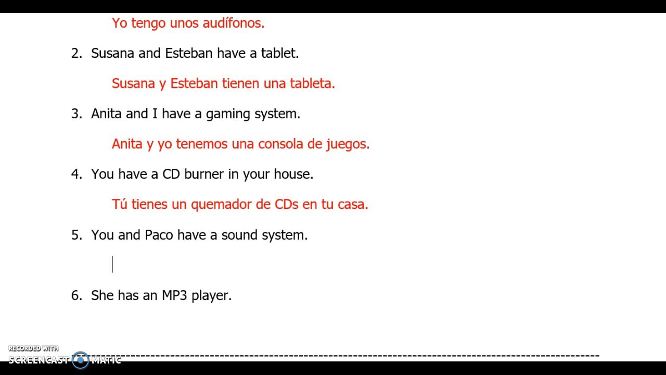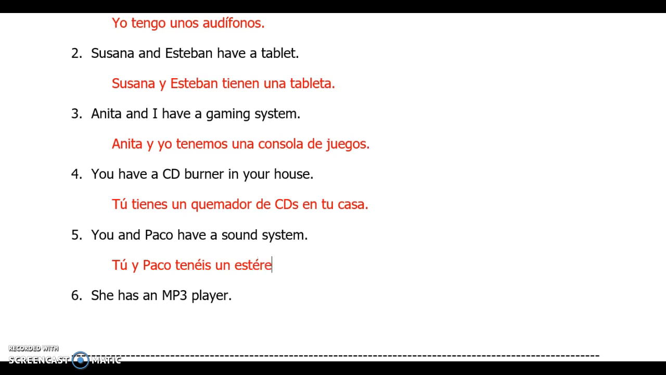We've got you and Paco, so both of you, tú y Paco, have. All right, the verb is tener, stem change. Now, are we going to deal with this in the nos and the ustedes or the vosotros? Let's pretend we're from Spain, and let's use the vosotros because the vosotros form is not going to stem change. Tú y Paco tenéis. Okay. Sound system. We'll just use stereo.